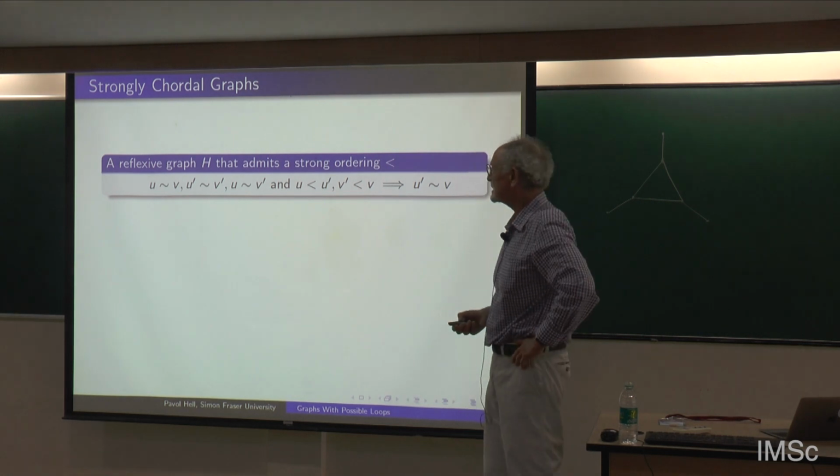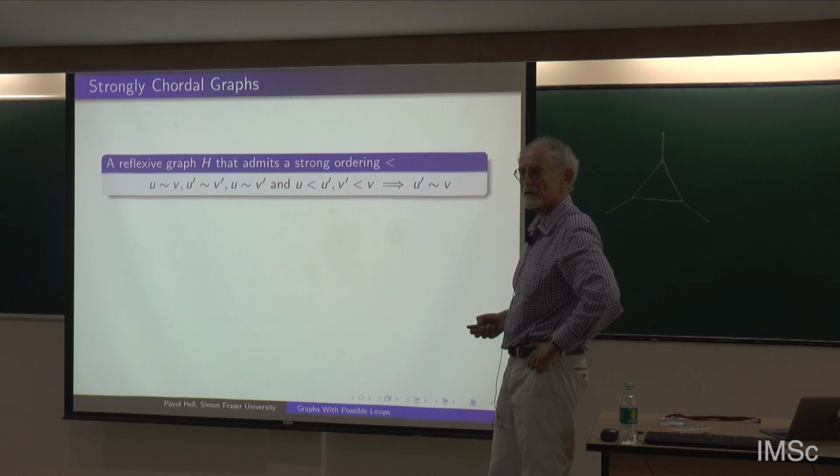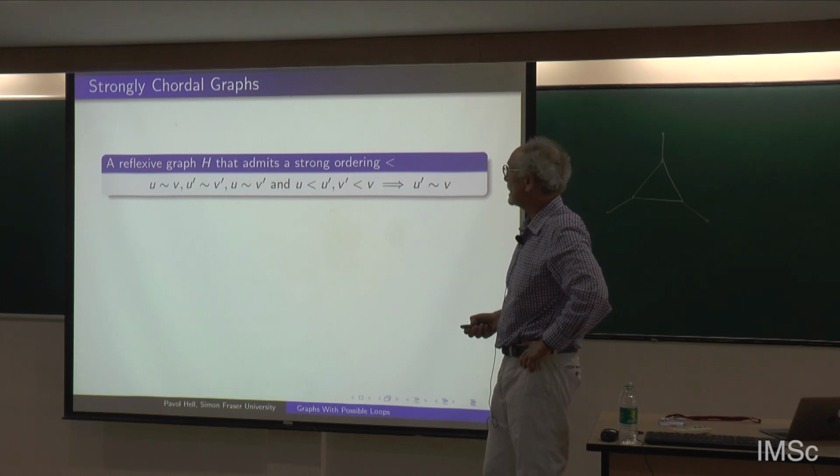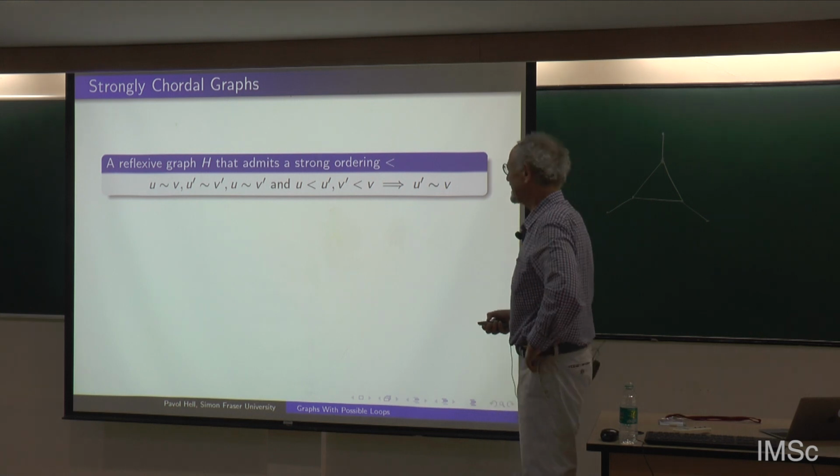very quickly about another class of graphs where generalizing from loops gives us an interesting concept. So strongly chordal graphs. Do I have time, or should I just skip this whole part? Okay.